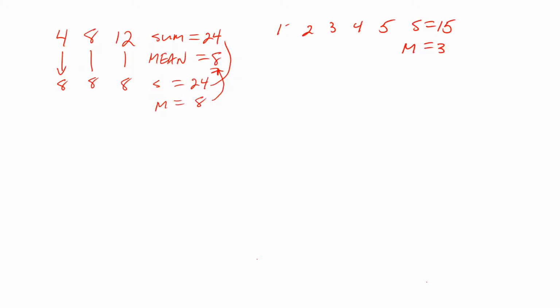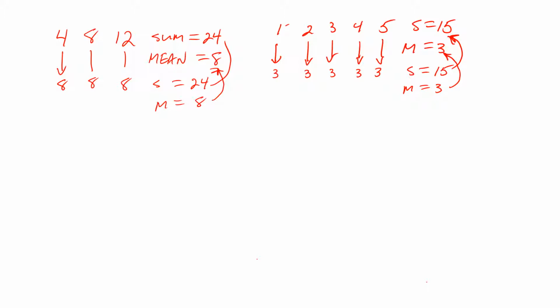So the mean was 3. I take every one of the original numbers and replace it with the mean. So this one becomes a 3, this one becomes a 3, this one becomes a 3, 3, and 3. Again, if we find the sum of those numbers, 3, 6, 9, 12, 15, it's the same sum as we got with the original numbers. And the mean of these numbers, 15 divided by 5, is 3. So we get the same mean also.